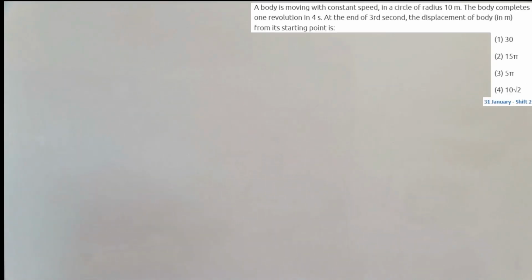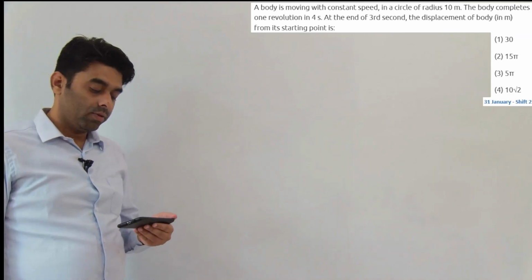So the next question says, a body is moving with constant speed in a circle of radius 10 meter.